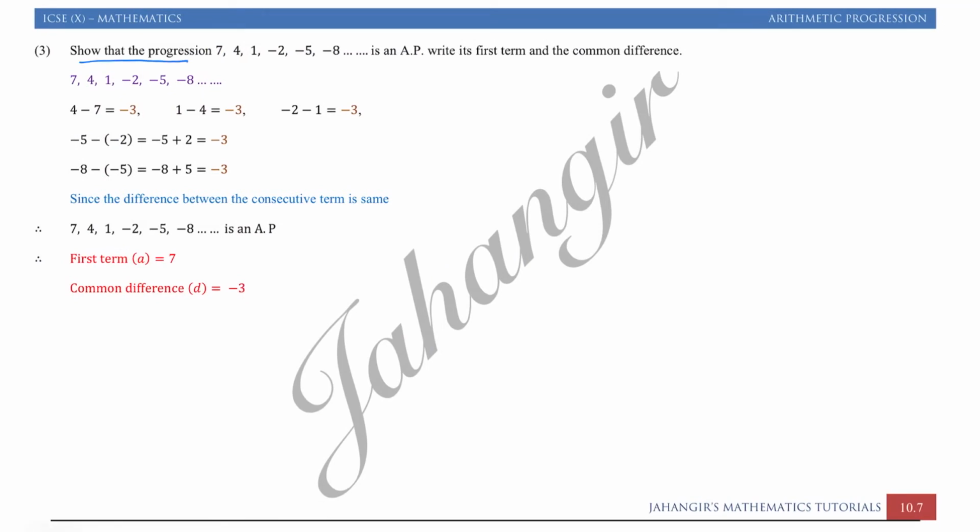Question number 3: Show that the progression 7, 4, 1, minus 2, minus 5, minus 8, and so on, is an AP. So here we have to first show that the difference between the consecutive terms is same. So we are going to check with each term. Do not just check the first two terms and then say okay, it is an AP, because if in place of minus 8 the last term had been minus 9, then it's not possible. So here you have to check each and every term.